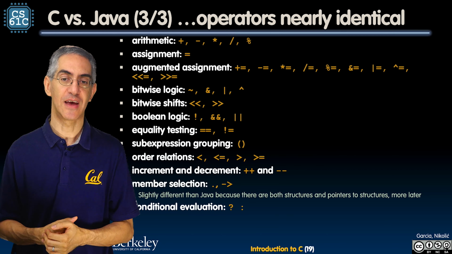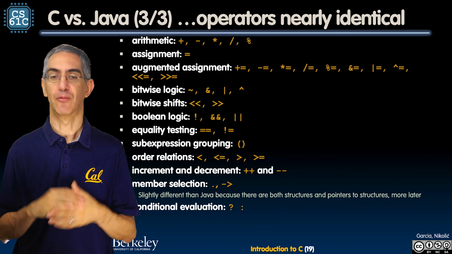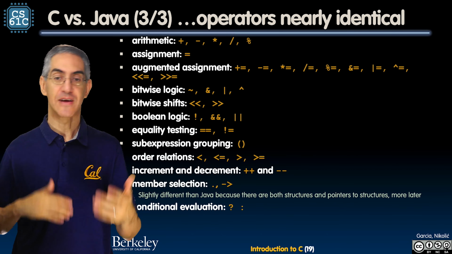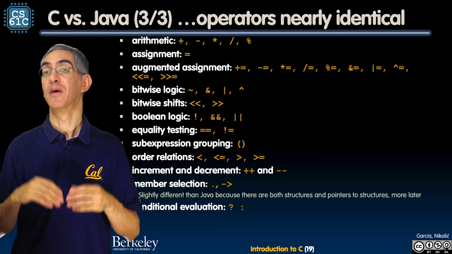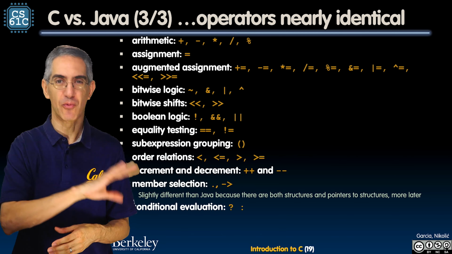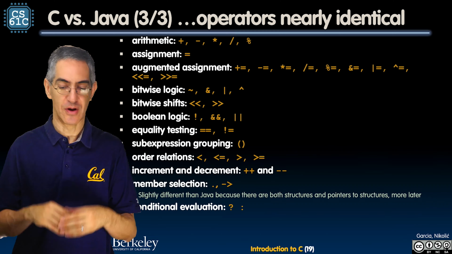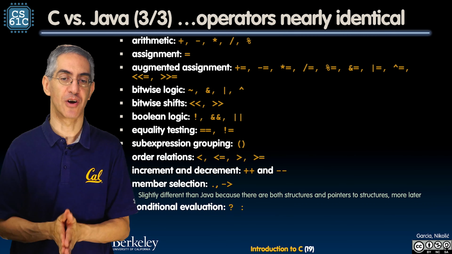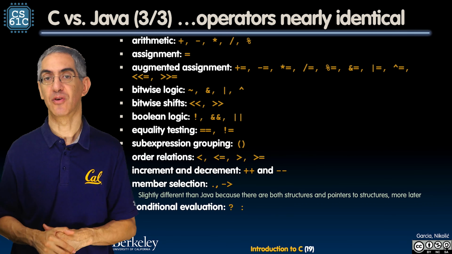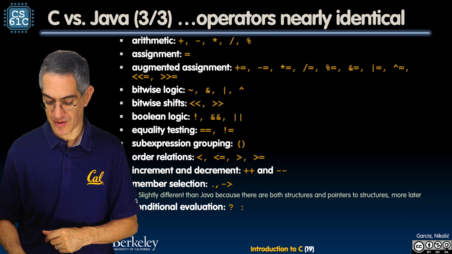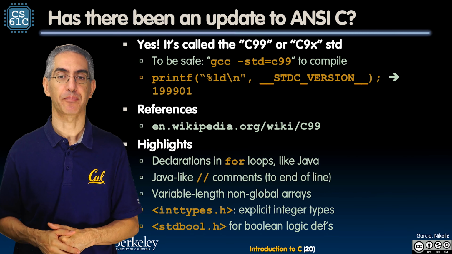Testing for equality is the same. You group them with parentheses, the relationships order. You can increment and decrement with plus plus and minus minus. Member selection, we'll talk about this some more. This is how you get into the fields, say, of a struct. We'll talk about that a little bit later. Conditional evaluation, which we call the inline if or ternary if, is the same as well.